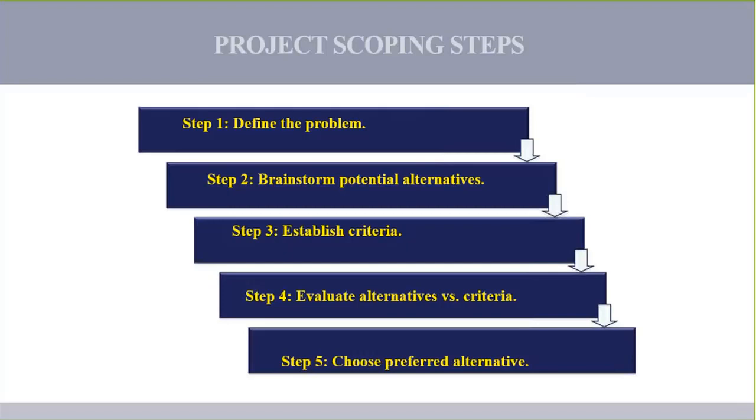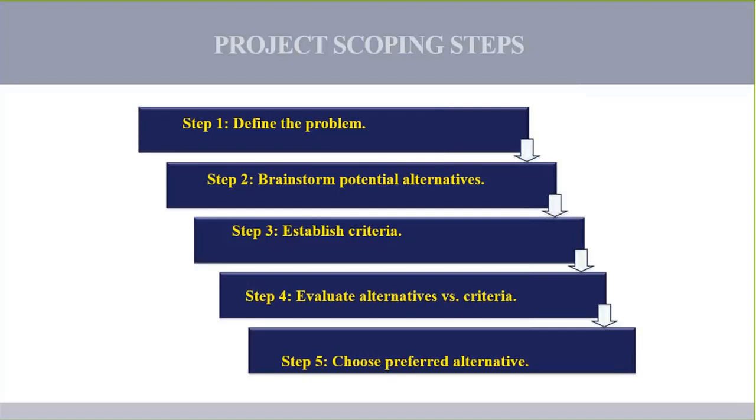So the steps of project scoping would be, you'd first have to define the problem. So let's say, again, my plan has flooding. So my problem is flooding. My area floods. Okay, so what's my alternative? Could we elevate the house? Could we buy out the house? Could we relocate the house?